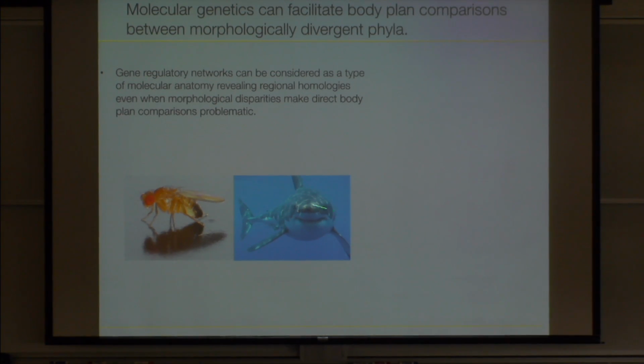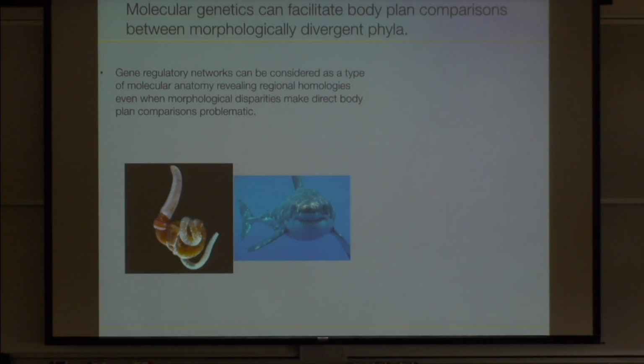No one has a problem making a comparison between a head here and a head here, a thorax and abdomen. The basic organization of an arthropod and a vertebrate is relatively straightforward because the morphologies look pretty similar. But trying to make the comparison between this animal and that animal is much more challenging.